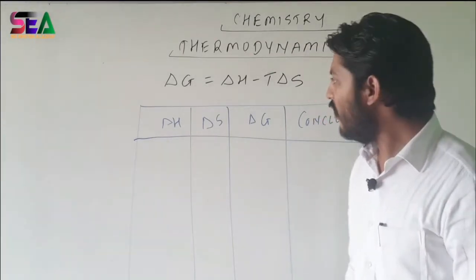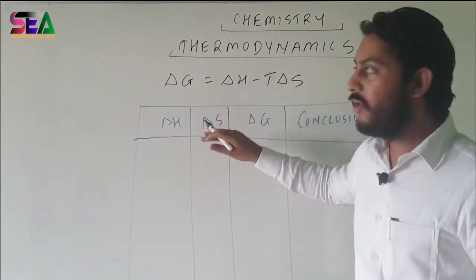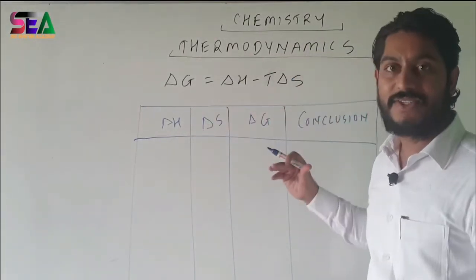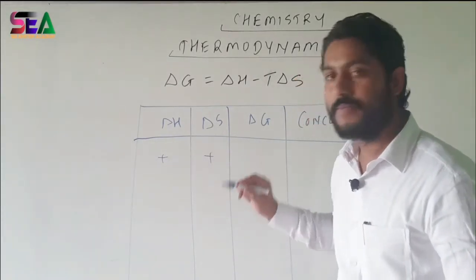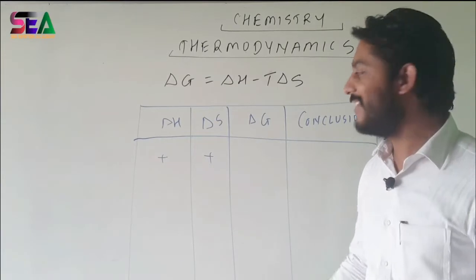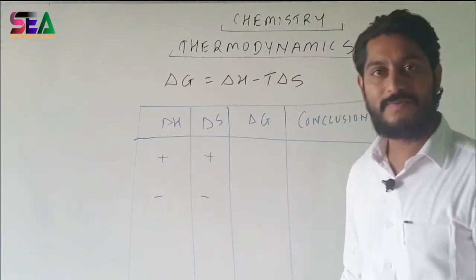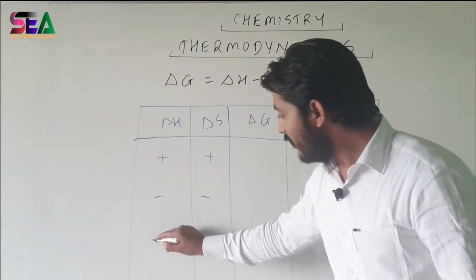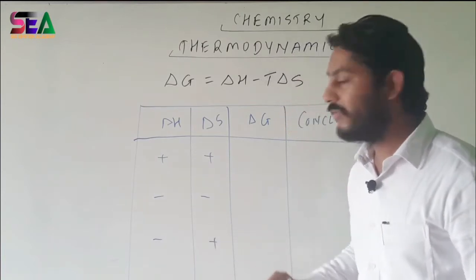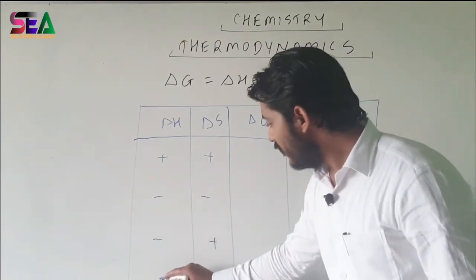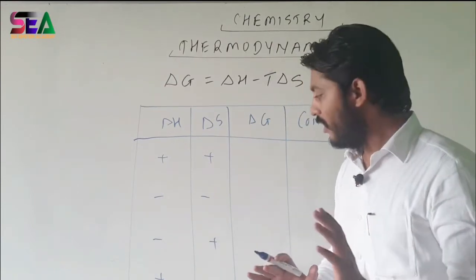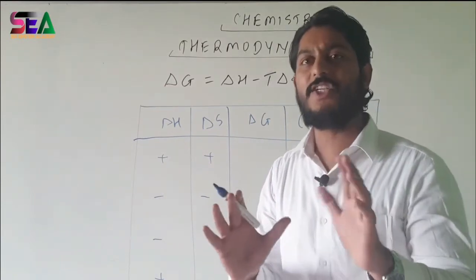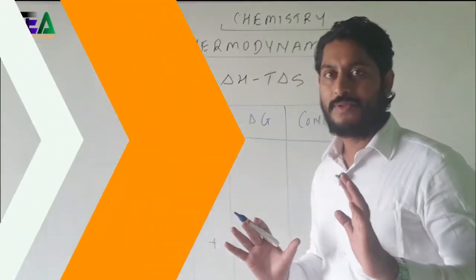Alright. Now, what could be the probable values of delta H and delta S? See, the first condition is both can be positive. What could be the second chance? Both could be negative. The third will be this can be negative, this can be positive. And the fourth is delta H can be positive and this can be negative. I hope there is no fifth condition as such present in nature.